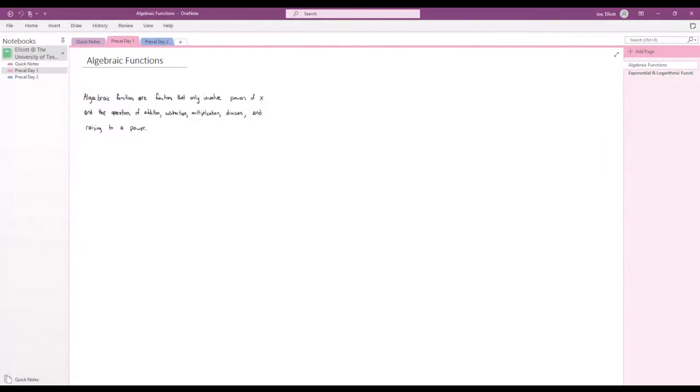Okay. First, I thought it would be useful to give a definition of an algebraic function. This is a definition that I just came up with by myself, so it's not a definition I found in a book or anything. But basically, an algebraic function is a function that involves only powers of x, and then the operations of addition, subtraction, multiplication, division, and raising to a power. So let's look at some examples of algebraic functions.